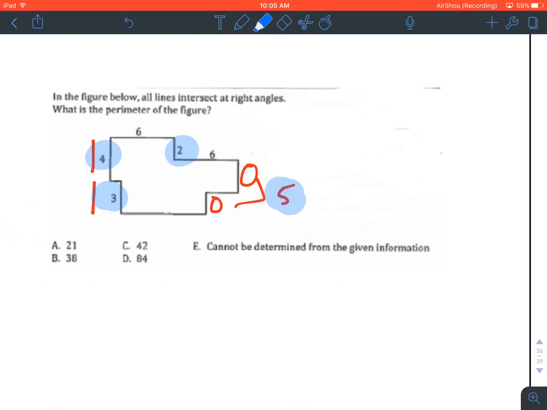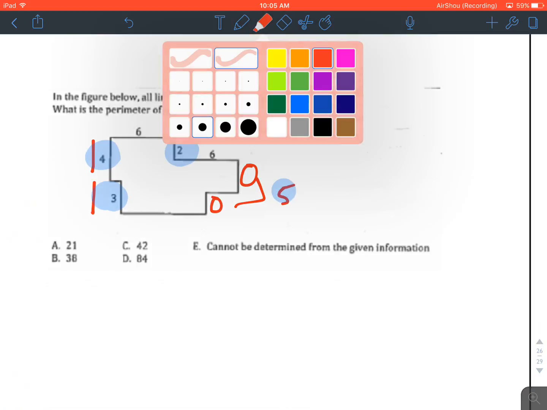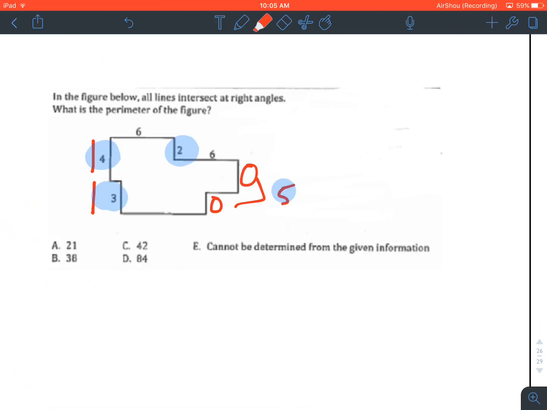Then, as far as this other side goes, this bottom, let me change this color here. This is 6, and this is 6. So that means the whole length horizontally is 12, which means that this side and this side have to be 12. I don't know their individual lengths, but I know that those have to be 12.